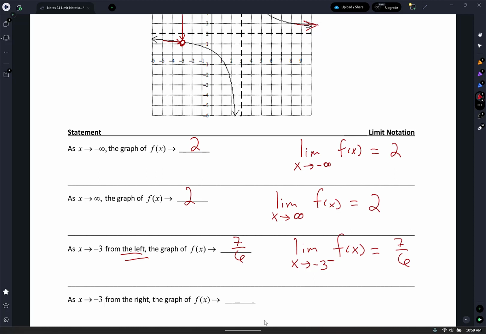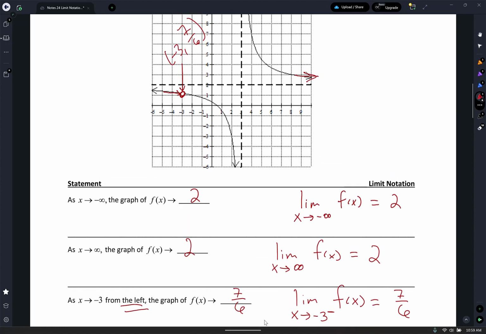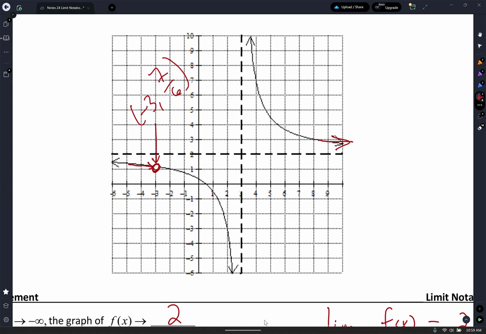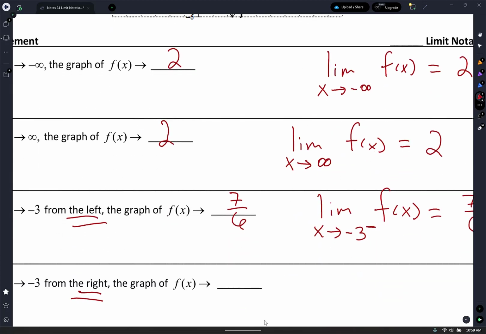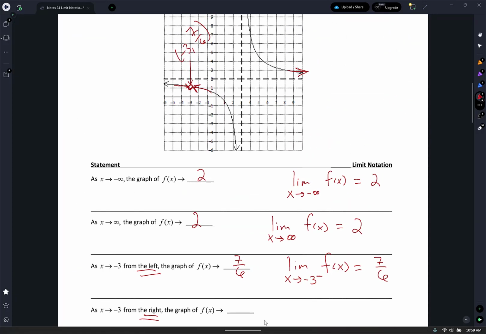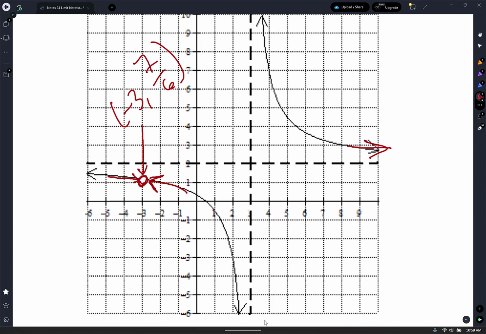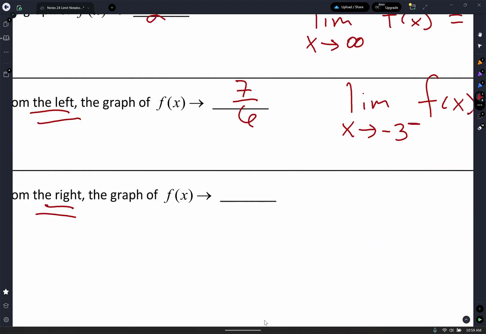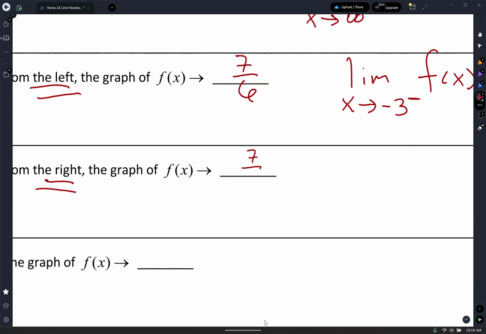As x approaches negative 3 from the right, so here's my graph. I'm approaching negative 3 from the right. So, what is the y value? What am I converging at? 7/6. It's converging at that hole. Limit as x approaches negative 3 from the right. How do I say it from the right? Plus symbol on the upper right-hand corner, of f of x equals 7/6.